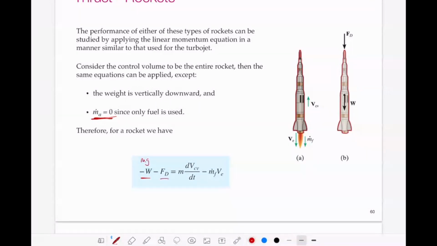Our drag force, which is equal to mass times acceleration of the rocket, minus the mass flow rate times the exhaust velocity. And just like with thrust, this is relative to the velocity of the rocket.